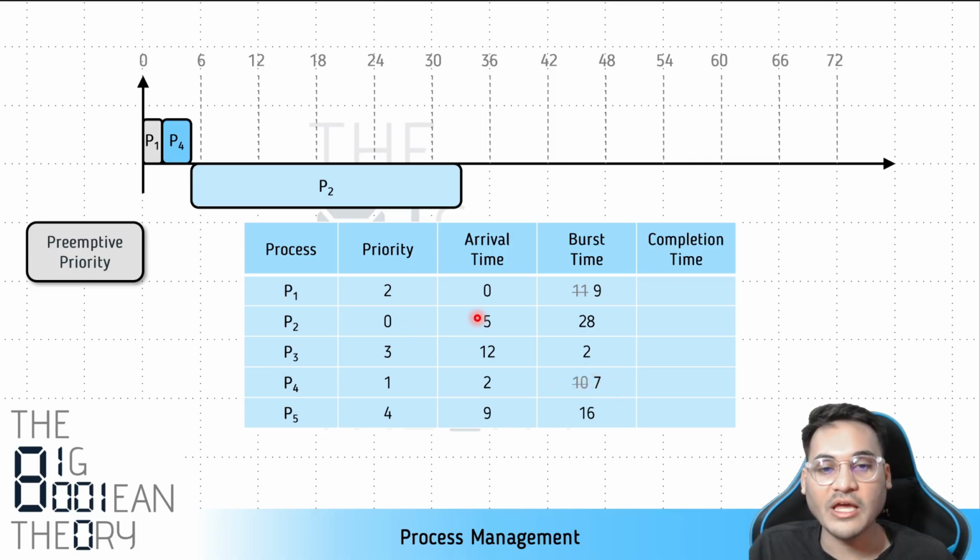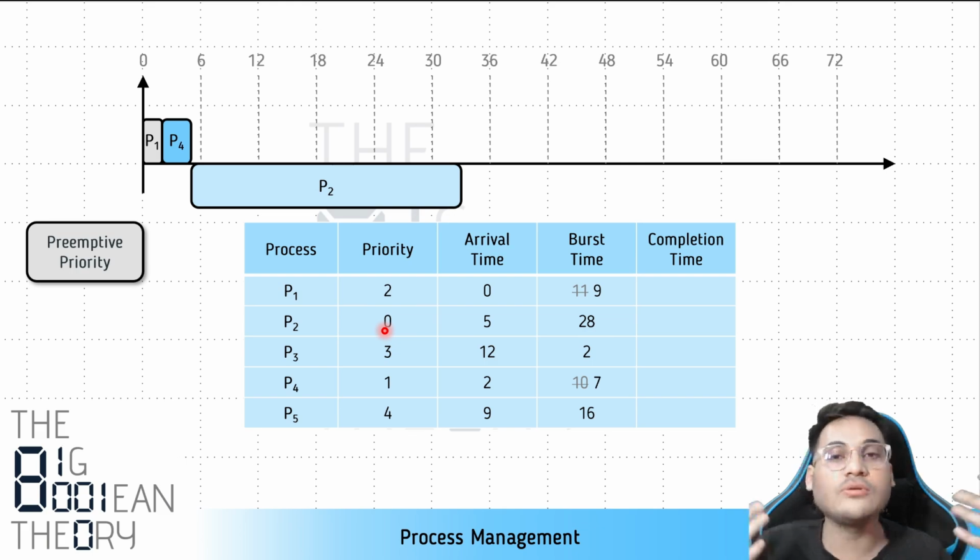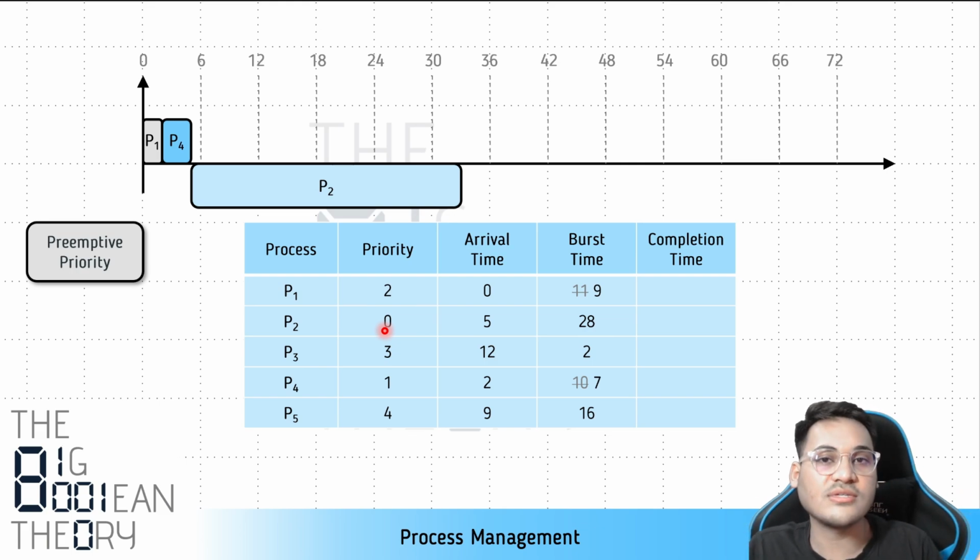At t equals 5, process P2 comes into the system. It has the highest priority, right? You can see it is priority 0. It is P0. So it is the highest priority process that is ever going to arrive in the system, and it has a burst time of 28. So since we know that process P2 has a priority of 0 and 0 is the highest priority, we don't need to think any further. Out of all the processes that are there in the system, P1, P4 and P2, P2 has the highest priority. You can see 0. So this is the optimal candidate to give the control of the CPU, right?